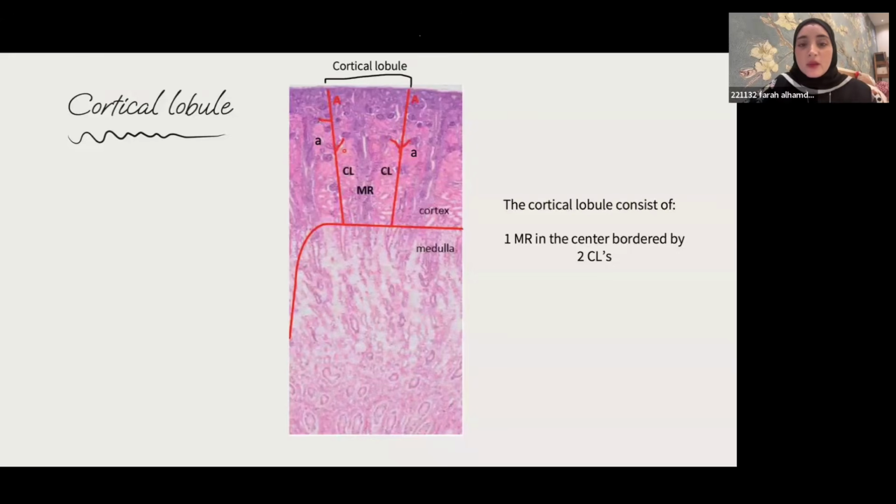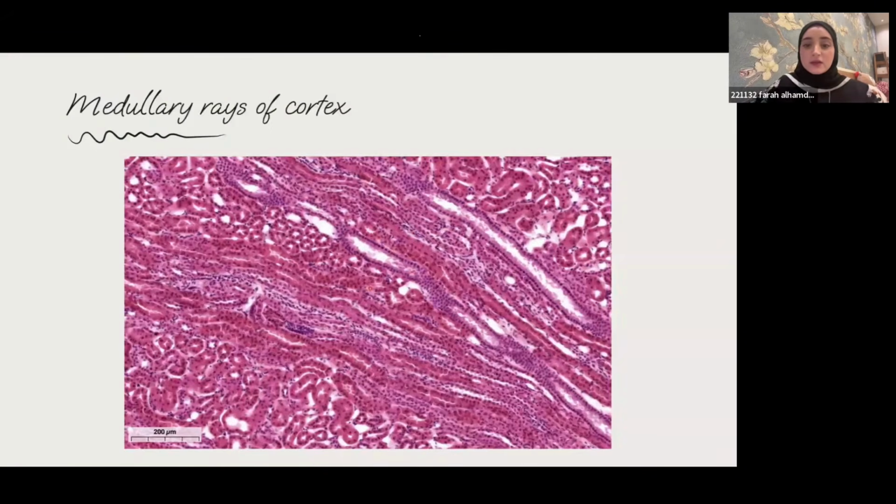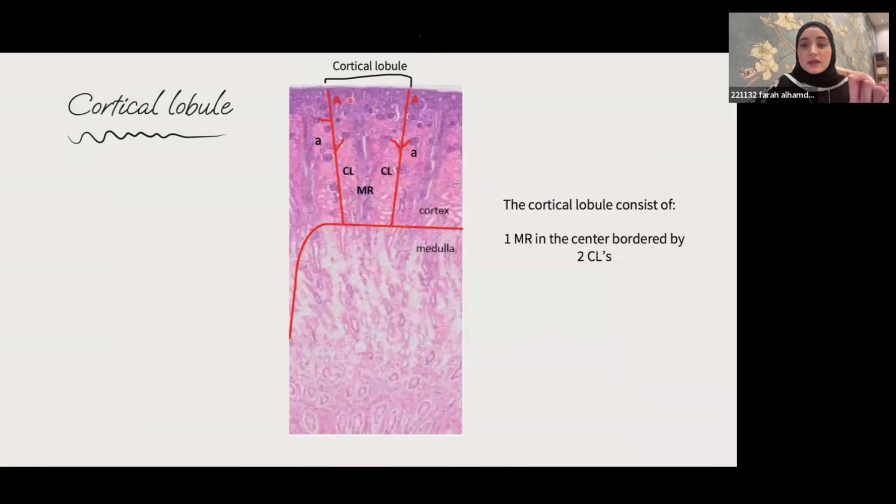Now, what is a cortical lobule? What is a lobule of the kidney? A lobule consists of a medullary ray, a line of medullary rays, which is bordered by two cortical labyrinths. So here we have a medullary ray and two cortical labyrinths. So this is one kidney lobule, okay? Medullary ray bordered by two cortical labyrinths.